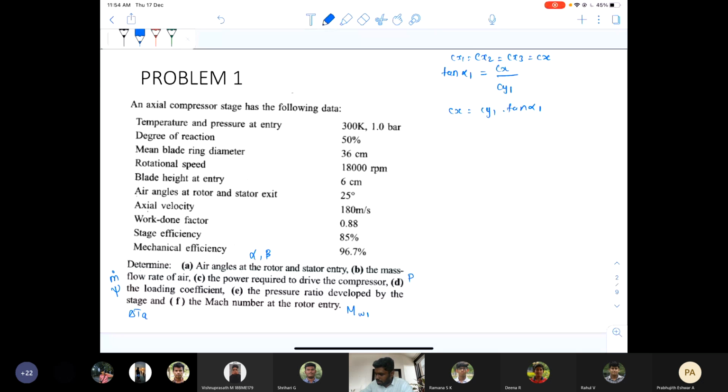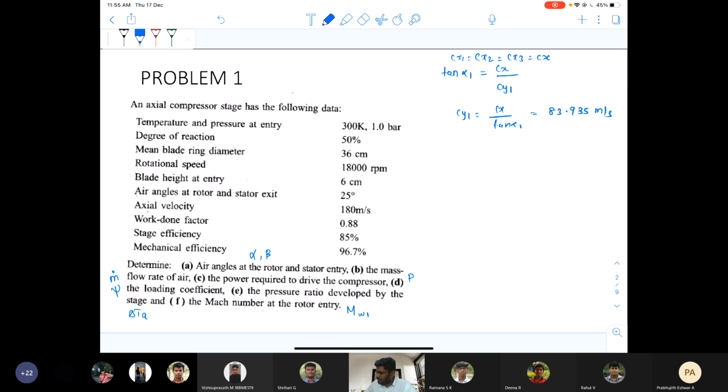Now, if you substitute these values in this equation, you can get the value of Cy1. From this equation, the value of Cy1 is equal to Cx divided by tan alpha 1. From this, you will be getting a value of Cy1 as 83.935 meter per second.